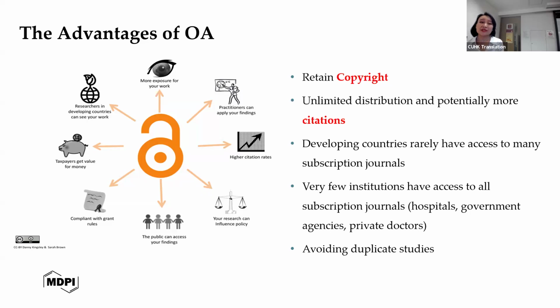It is not like what we do in CUHK, where we have the library who subscribe to all the journals so we can access them freely. But for most of the countries in the developing area, they do not have so many chances to have access to the journals. So that is also an advantage of open access. And also very few institutions have access to all the subscription journals, especially the hospitals, the government agencies, and private doctors, because they need to pay a lot to subscribe to this kind of journals.